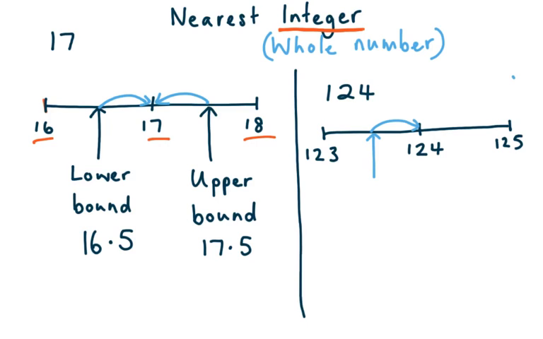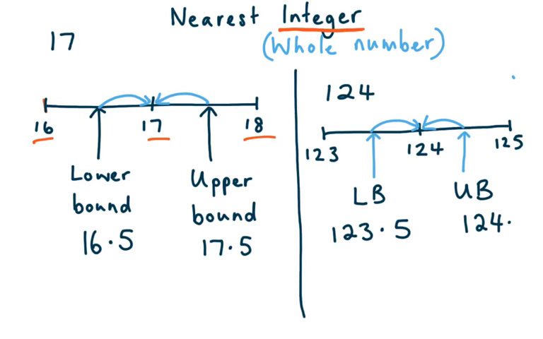Smallest that rounds up, biggest that rounds down. What will my lower bound be? What's the smallest that rounds up? Look at that number line. What's in the middle of those two numbers? 123.5. Now look at my upper bound. What's in the middle of those two numbers? 124.5.